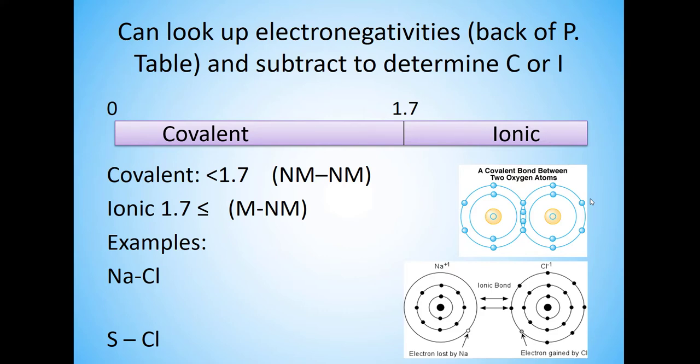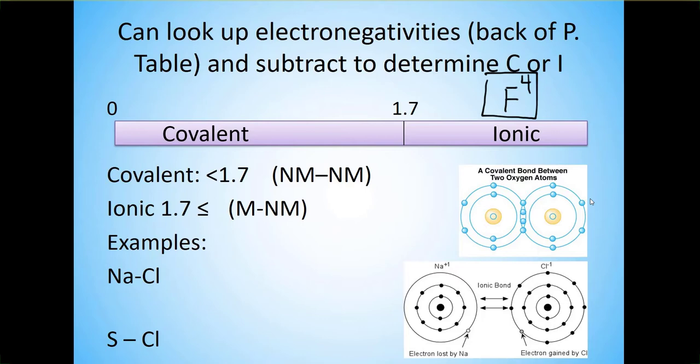Another way you can determine ionic and covalent is you can look on the back of your periodic table, that white one that I gave to you at the beginning of the year, and you can look up the electronegativity number. So fluorine was assigned the electronegativity number of about 4. And so everything is compared to fluorine. So you can look up that number. Again, it's on the back of the periodic table, and it's the upper right-hand black number. And so that's the electronegativity value.